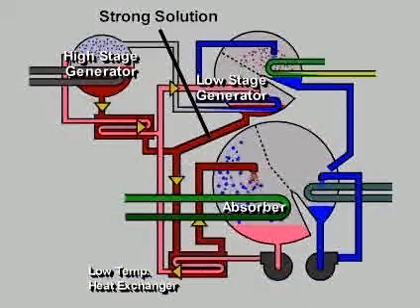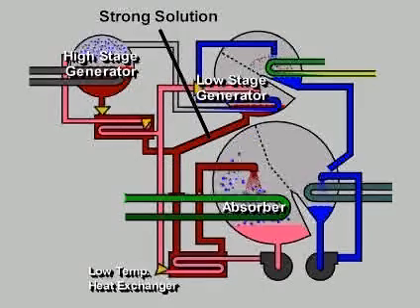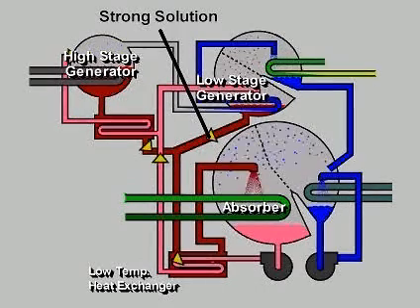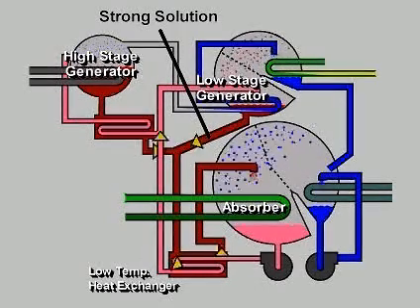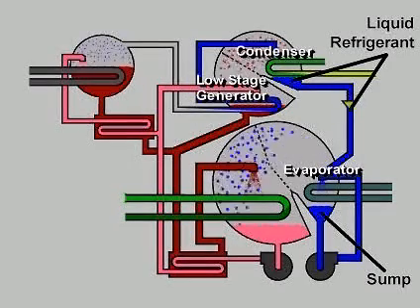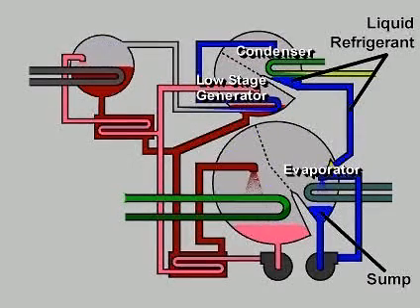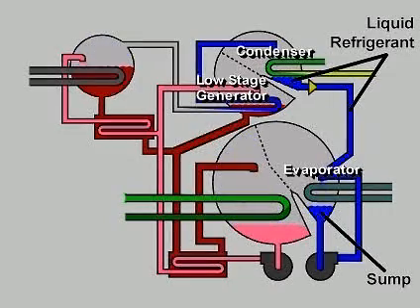Strong solution flows from the low-stage generator to join the strong solution from the high-stage generator. This combined strong solution flows through the low-temperature heat exchanger back to the absorber through the spray nozzles. Liquid refrigerant from the low-stage generator mixes with liquid in the condenser, then flows from the condenser through an orifice back to the evaporator sump.